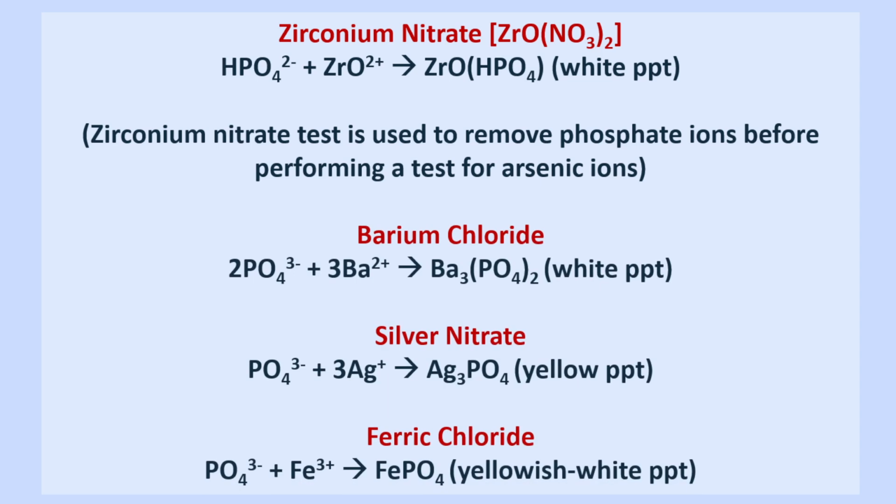Additional reactions for phosphate ion: barium chloride produces a white precipitate, silver nitrate produces a yellow precipitate, and ferric chloride produces a yellowish white precipitate when their solutions are treated with phosphate solution.